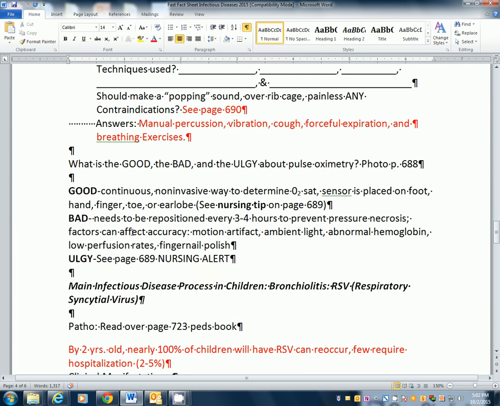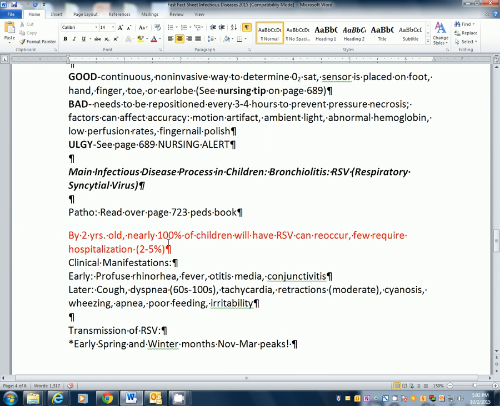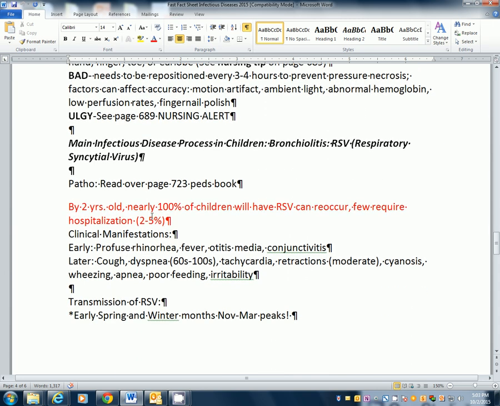The bad is it needs to be repositioned every 3 to 4 hours to prevent that pressure necrosis. And factors can affect the accuracy, like motion artifact, ambient light, abnormal hemoglobins, low perfusion rates, fingernail polish. So there are things that absolutely can influence that. And the ugly, again, is on page 698 under the nursing alert, where it talks about how it can cause third-degree burns.